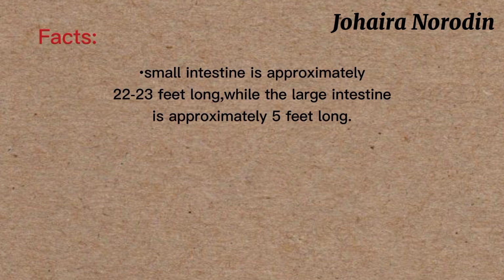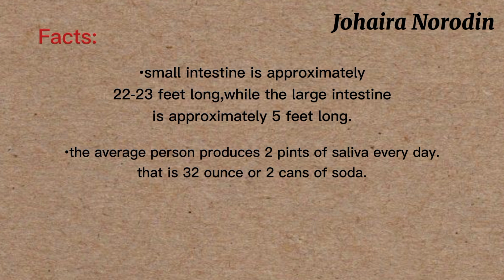Facts about the digestive system. The small intestine is approximately 22 to 23 feet long, while the large intestine is approximately 5 feet long. The average person produces 2 pints of saliva every day. That is 32 ounces, or 2 cans of soda.